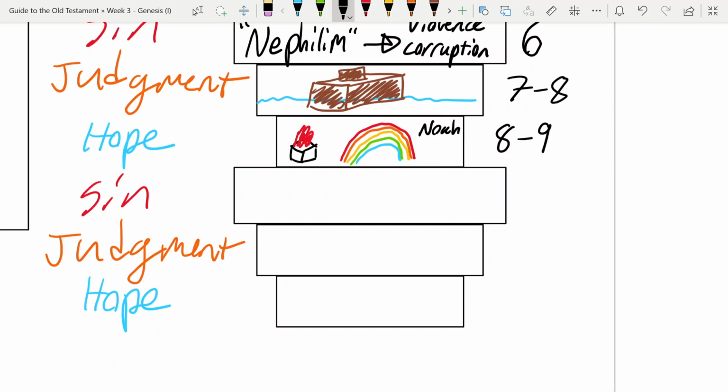But the next major incident of sin in this section of the Old Testament is the building of the Tower of Babel. Okay, and maybe I should make the hope here last through chapter 10. Chapter 10 doesn't fit very well in either one, but here, Tower of Babel is in chapter 11.